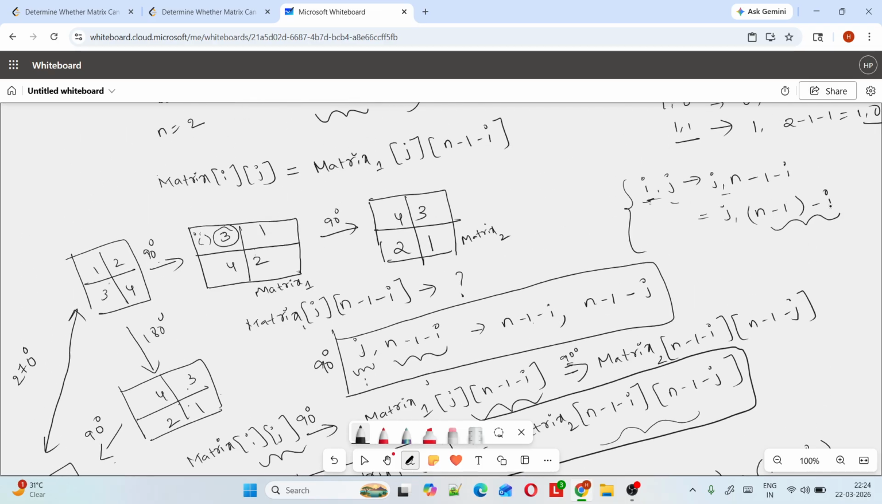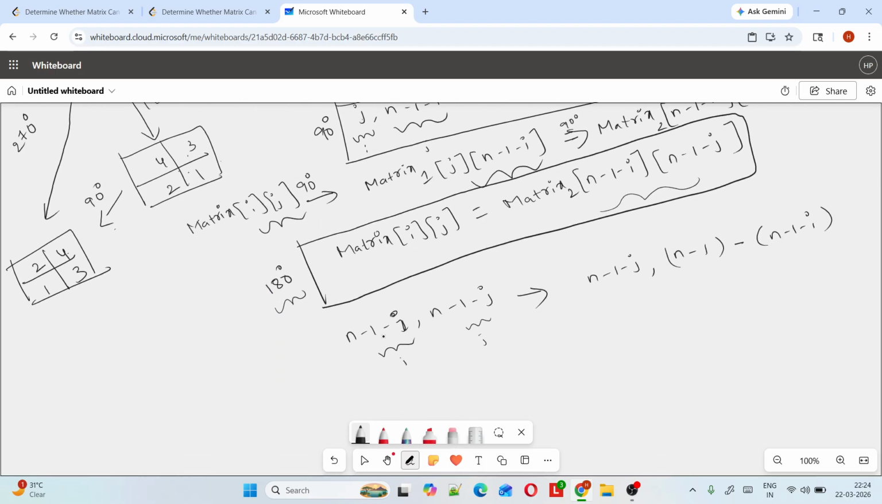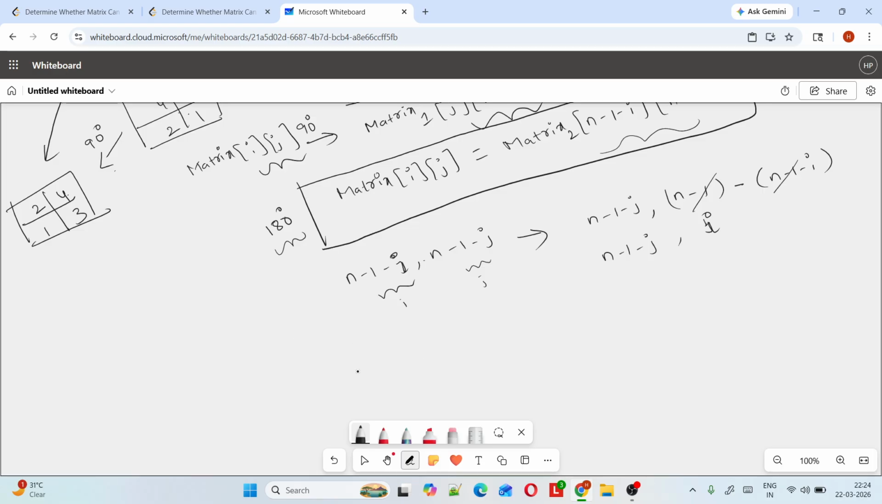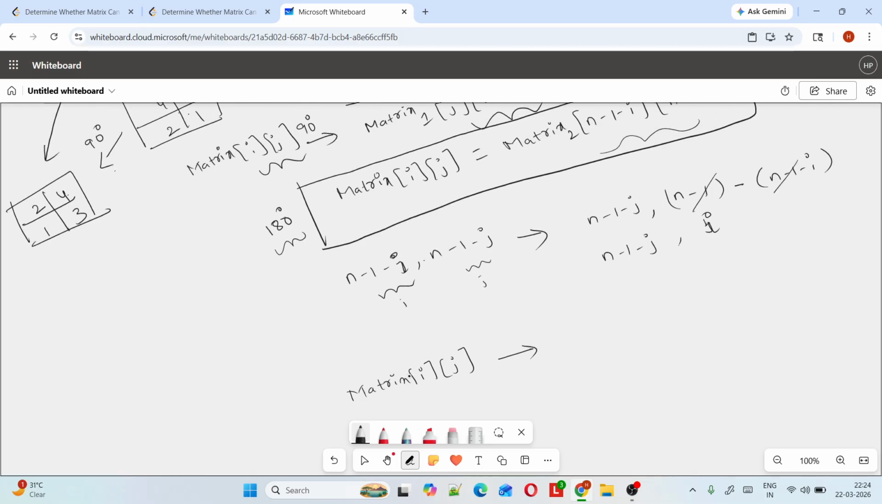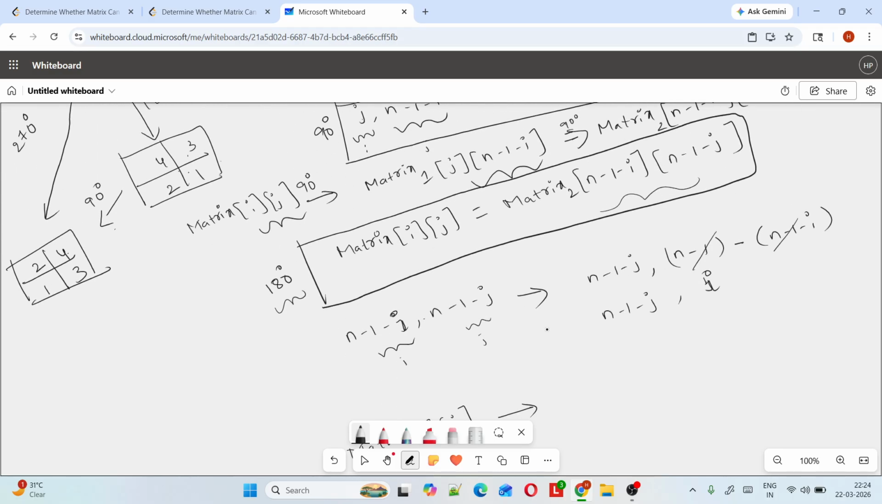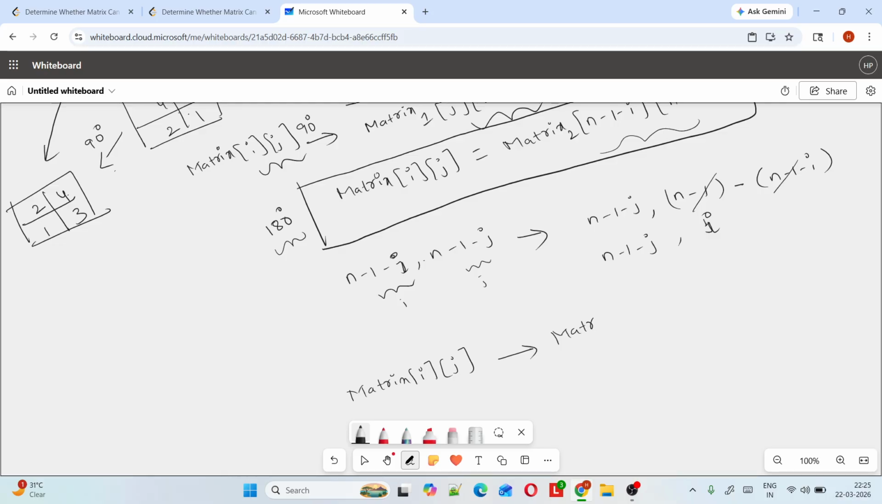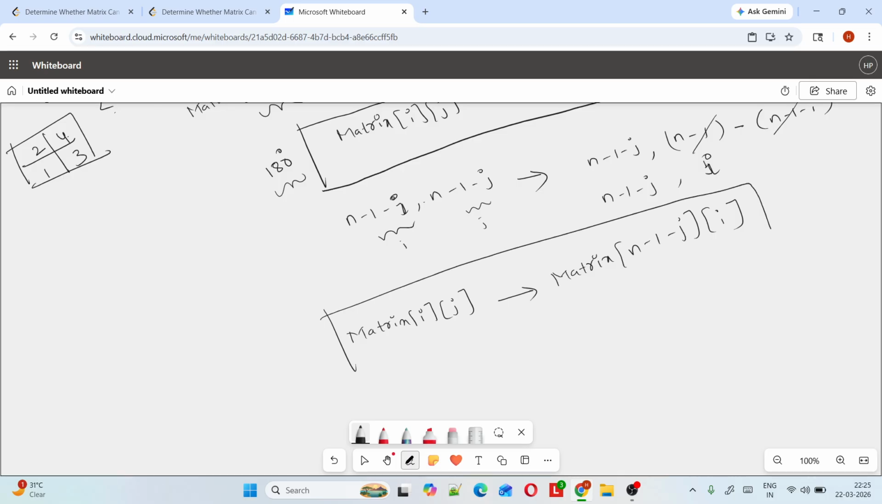Here I is pointing to n minus 1 minus I. That means this will be cancelled, and that will be only I. So n minus 1 minus j. Okay, so can I write matrix of I comma j? If you rotate this original matrix by 270, it becomes matrix of n minus 1 minus j of I. Okay, this is for 270.